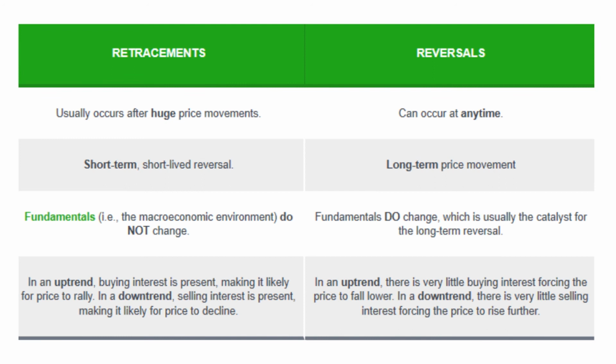And for reversals, the below points follow. Can occur at any time. Long-term price movement. Fundamentals do change, which is usually the catalyst for the long-term reversal. In an uptrend, there is very little buying interest, forcing the price to fall lower. In a downtrend, there is very little selling interest, forcing the price to rise further.